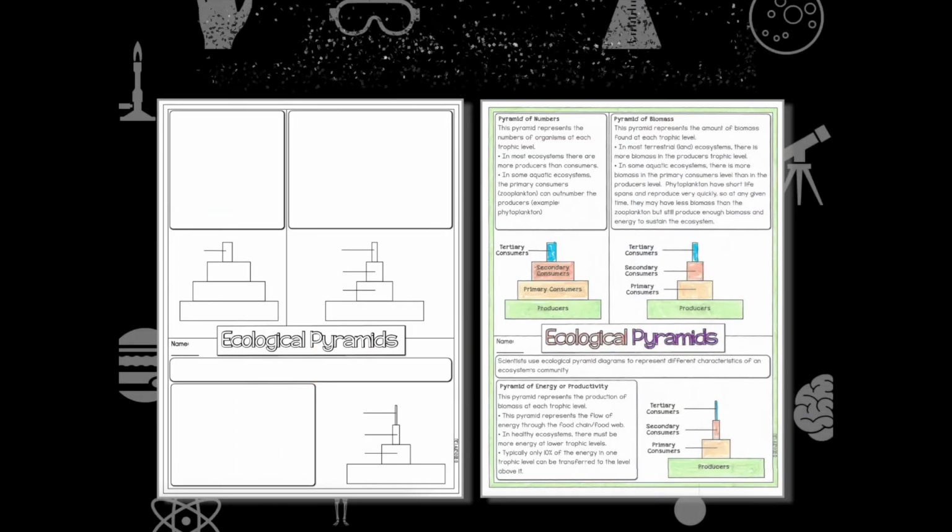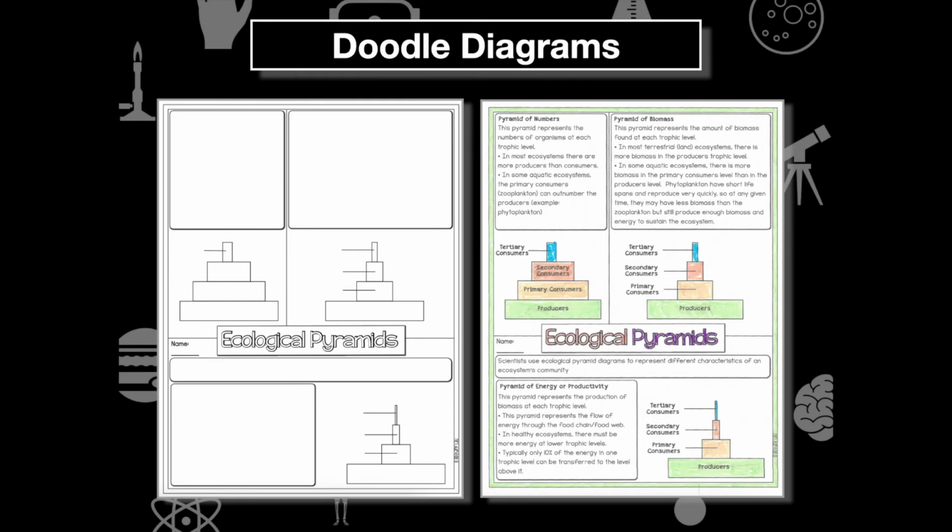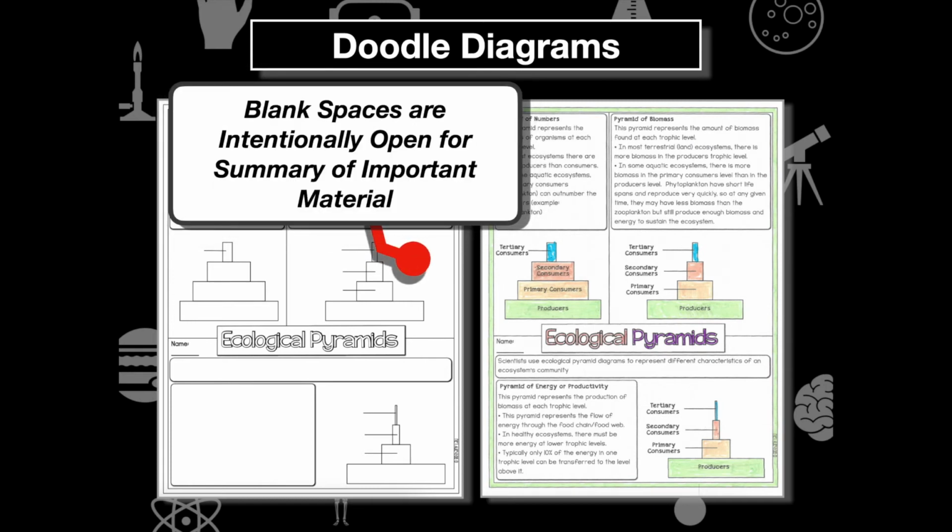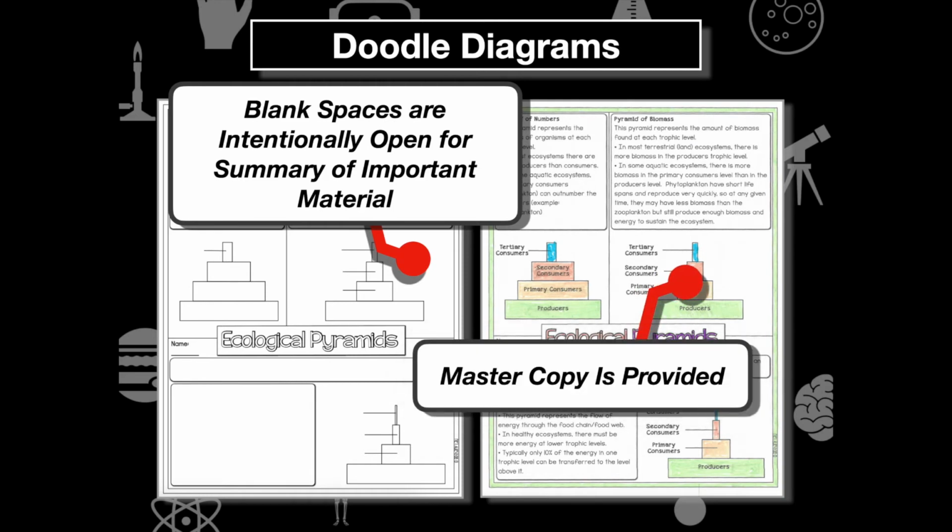All right, the next thing we're going to see here are the doodle diagrams. The doodle diagrams are meant to be a synopsis of the key materials and key notes for whatever section we're looking at. If we're looking at this, there are blank spaces. This is what you will be given, and you're asked to use the master key. I'm going to provide you with a master copy.